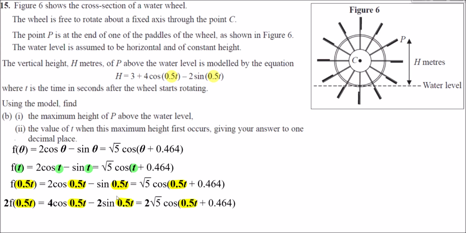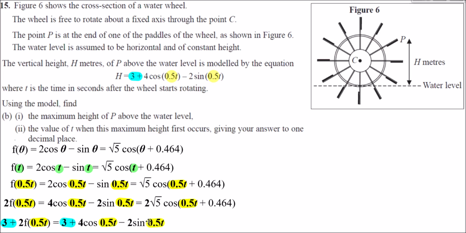So this is the new model from part A. I'm going to double the root 5, double the magnitude, so it becomes 2 lots of root 5 cos 0.5t plus 0.464. This bit here is almost the same as this model for h. The only thing I'm missing is this 3 at the front. So if I just add 3 on now as a final step, that'll give me a model for 3 plus 2f of 0.5t.